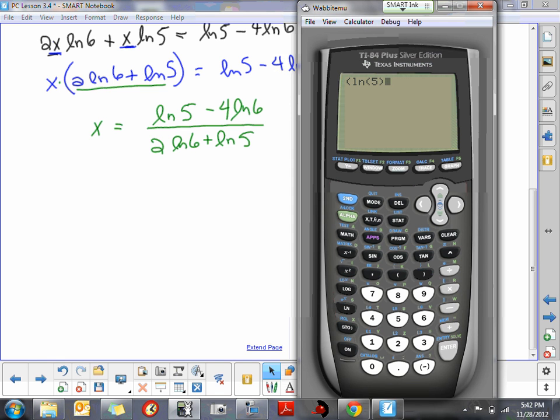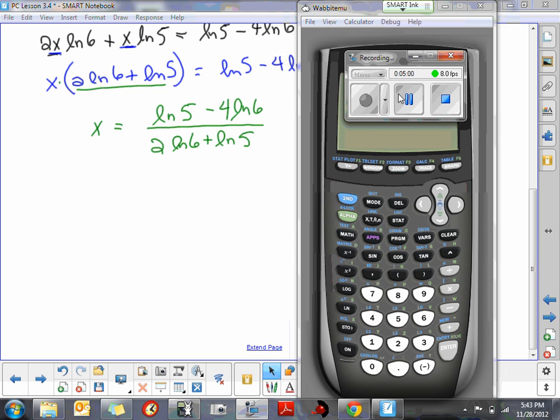I got to close it because 5 is my argument, minus 4 times the natural log of 6. So 6 is the end of the argument, so close that with a parenthesis. Now that's the end of the numerator, so I close that with a parenthesis. I want to take that numerator divided by the denominator. So the denominator needs to be encapsulated in parentheses as well. 2 times the natural log of 6, close your parenthesis on the argument of 6. Then you take plus the natural log of 5. Close that because that's the end of your denominator. Enter. And our answer is approximately negative 1.07.